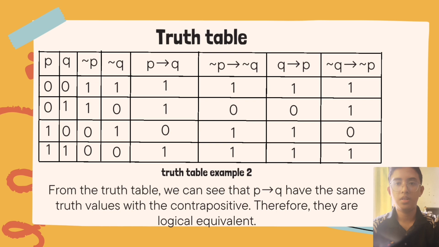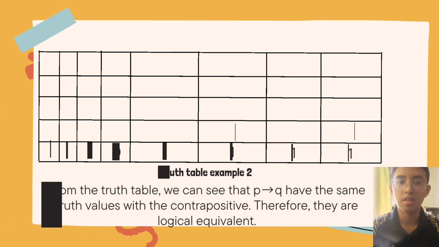By observing this truth table here, we can see that the original statement is logically equivalent to the contrapositive because they have the same truth value. And also the converse and inverse are logically equivalent to each other. So that's how you recognize which is the contrapositive and which is the converse or inverse.